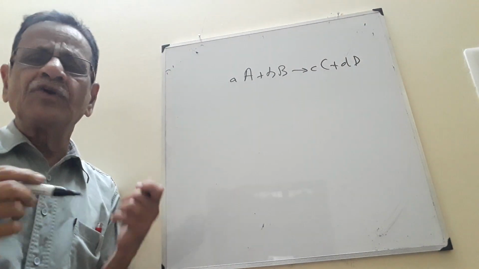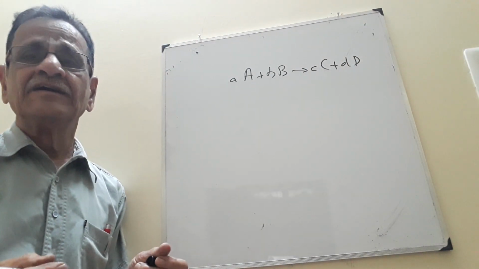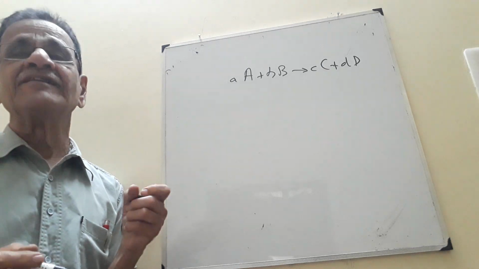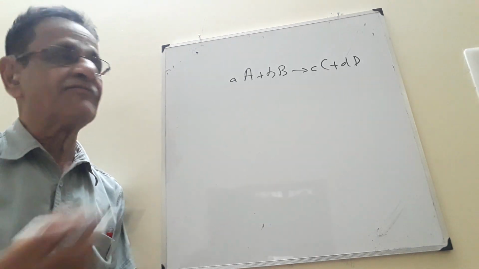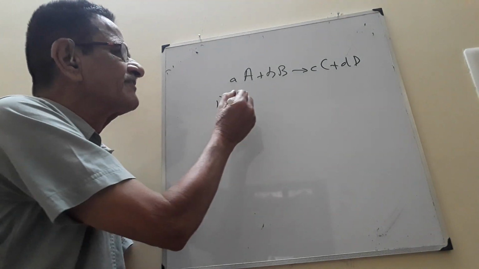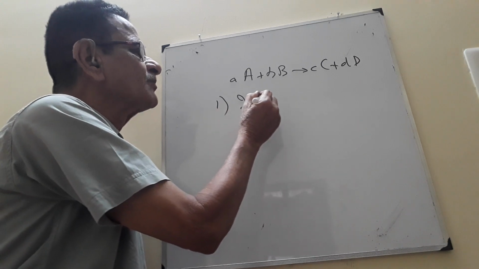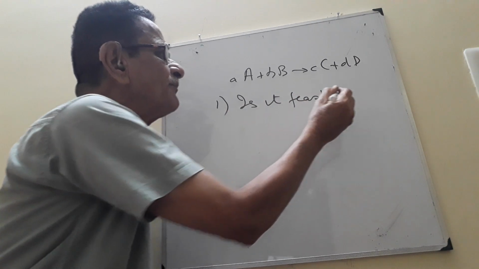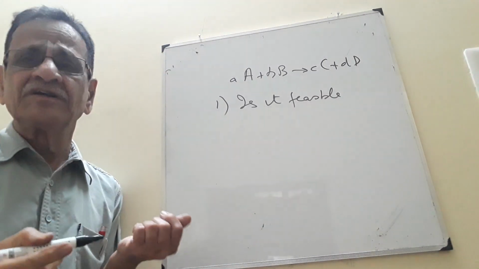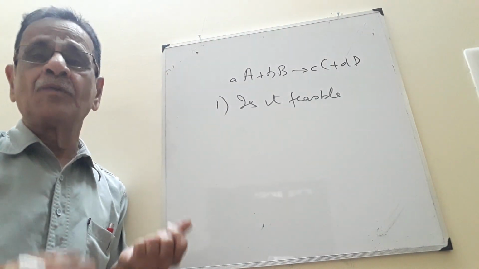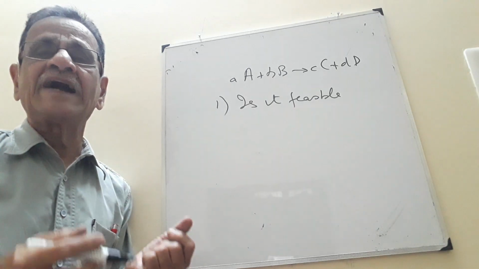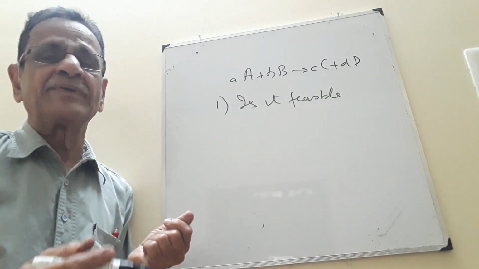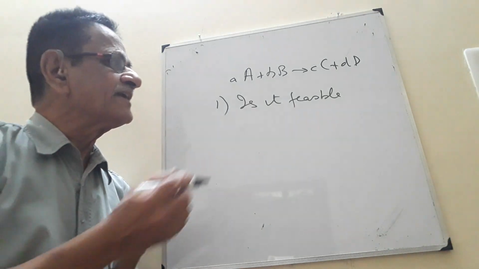Okay, we are going to start designing a reactor. There are three questions which are to be answered before you start designing a reactor. First, is it feasible? Is this reaction possible? Will A and B give C plus D or not? If it's going to give, what is the optimum temperature? What is the optimum reactant ratio? And other parameters.